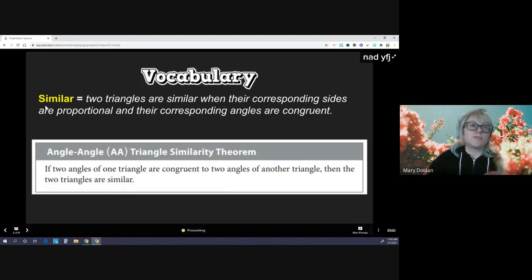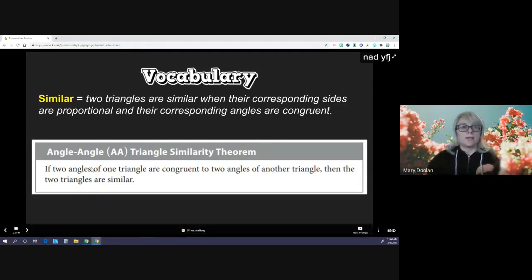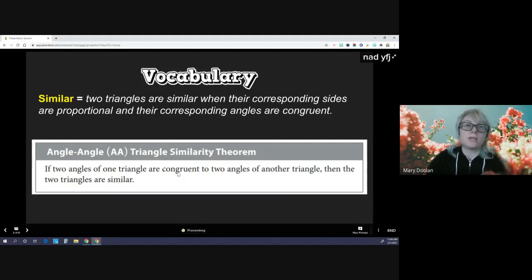Up here, the definition of similar says that their corresponding angles are congruent, which means all three angles on one triangle are the same measure as all three angles on the other triangle. By this theorem, though, we actually only have to know that there are two pairs of angles that are the same measure. Because if you have two pairs that are the same, then that third pair of angles has to also be the same measure. And so from that, we can then conclude that they are similar.